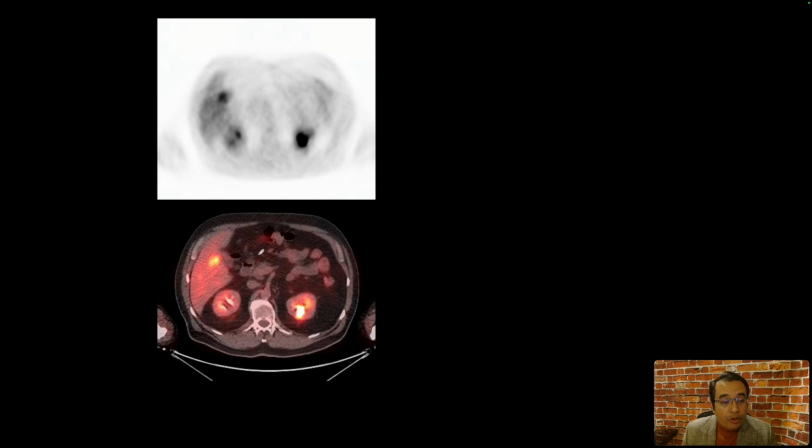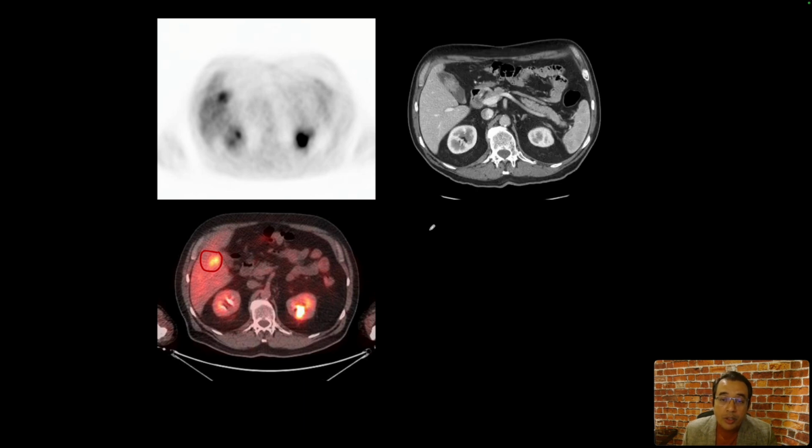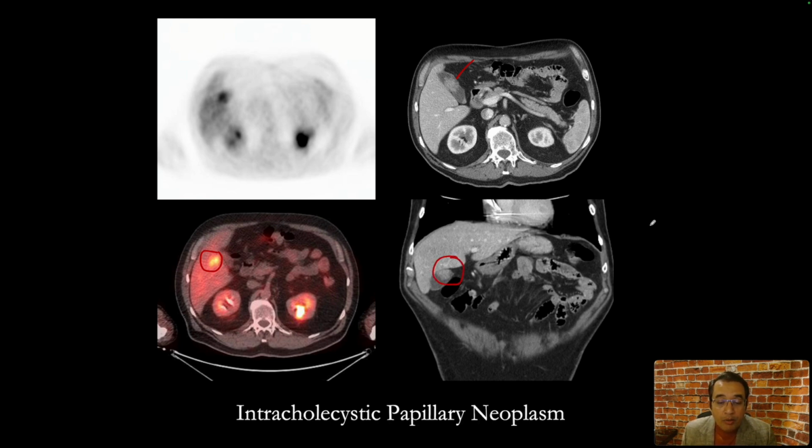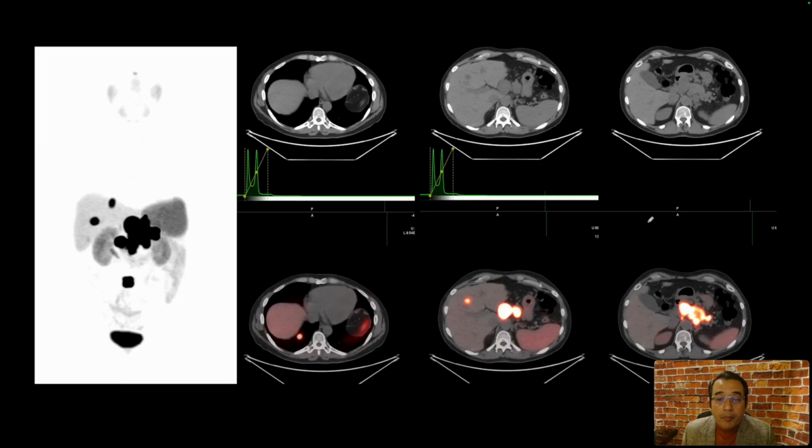This focus corresponds to hepatic segment 6 on the fused PET-CT image, but on a diagnostic CT of the abdomen and pelvis, it is seen as this irregular enhancing focus inside the gallbladder. The patient underwent cholecystectomy, and they were found to have an intracholecystic papillary neoplasm. So this is also a good example of misregistration.